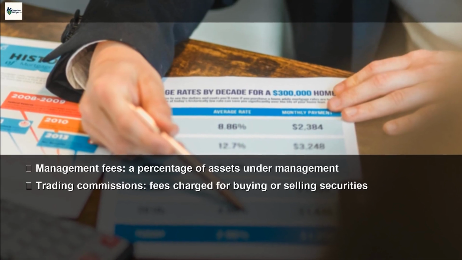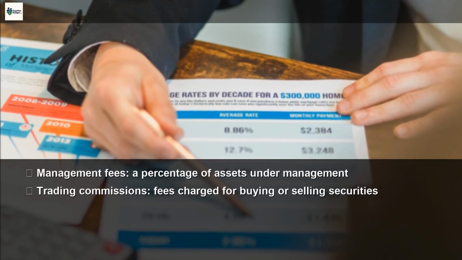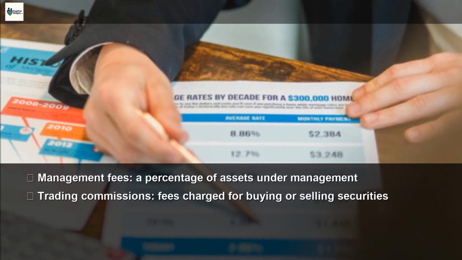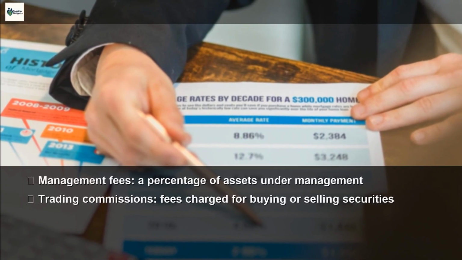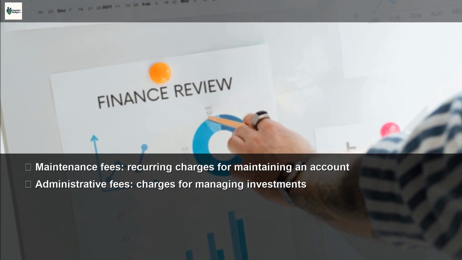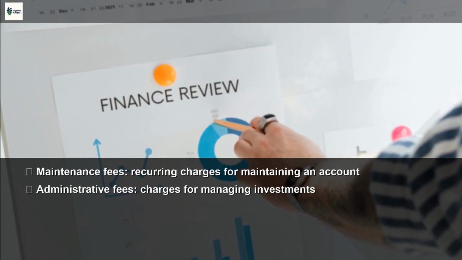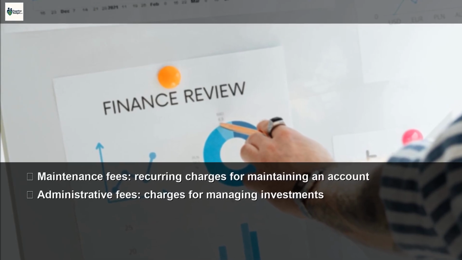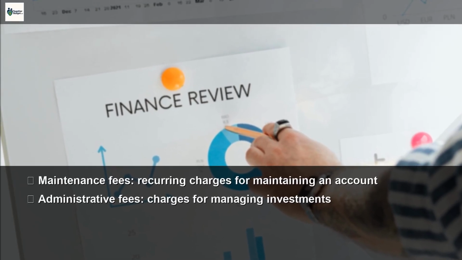Investment costs can eat into your returns. Management fees, trading commissions, and other expenses can add up quickly. It's essential to understand these costs when selecting investments. Other expenses such as maintenance fees, administrative fees, and transfer fees can also impact your returns. It's crucial to factor these costs into your investment decisions.